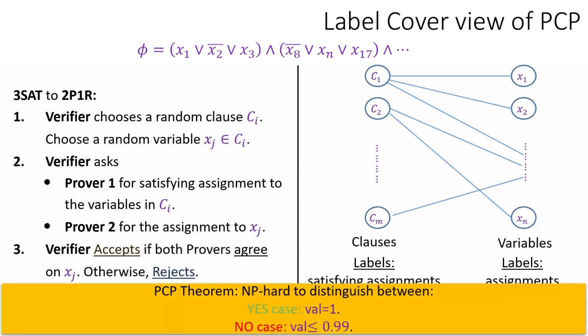Okay, so before that, let me just reformulate the PCP theorem. This is really a reformulation. It says that if I give you such an instance, it's NP-hard to tell whether the value is 1, namely you can satisfy all of the constraints, or make the verifier accept with probability 1, or the value is at most 0.99, namely you can satisfy at most 99% of the constraints, or make the verifier accept with probability at most 0.99. So we've reformulated the PCP theorem using 2-prover 1-round games, as well as label cover.